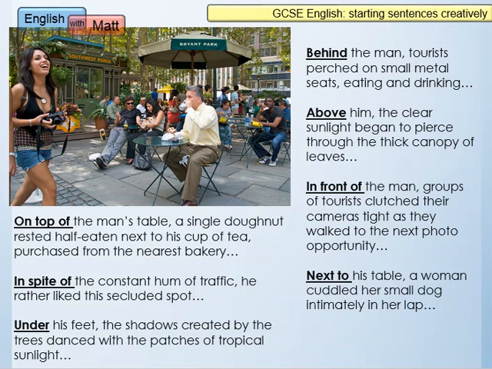Behind the man, tourists perched on small metal seats, eating and drinking. Above him, the clear sunlight began to pierce through the thick canopy of leaves. In front of the man, groups of tourists clutched their cameras tight as they walked to the next photo opportunity. Next to his table, a woman cuddled her small dog intimately in her lap. You can see it there, being cuddled.